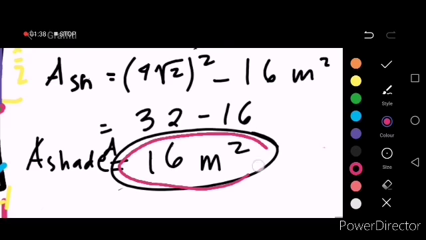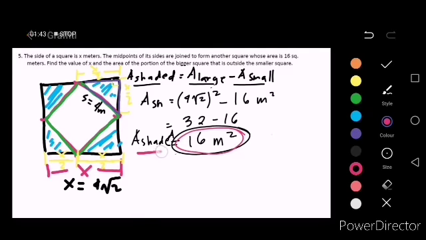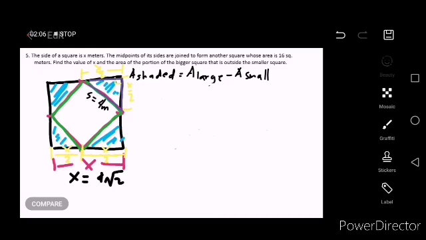Kung mapapansin nyo, yung area ng shaded tsaka area ng small ay pareho. Yung area ng napakaliit na square na to, which is 16, ay equal lang pag pinag-add-add mo yung area ng apat na shaded region na to. Tama? Is that even possible? Yes. Let me draw it to you.